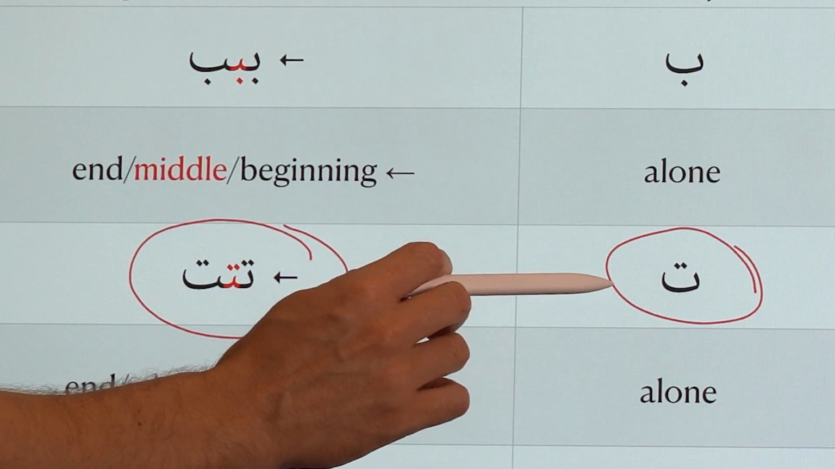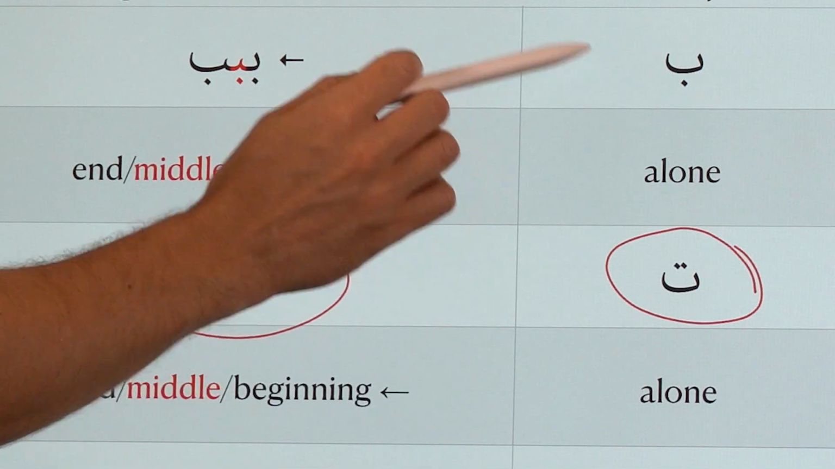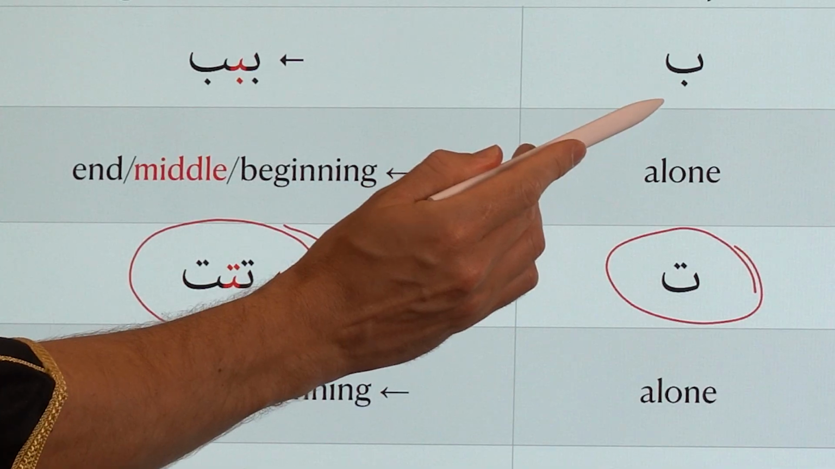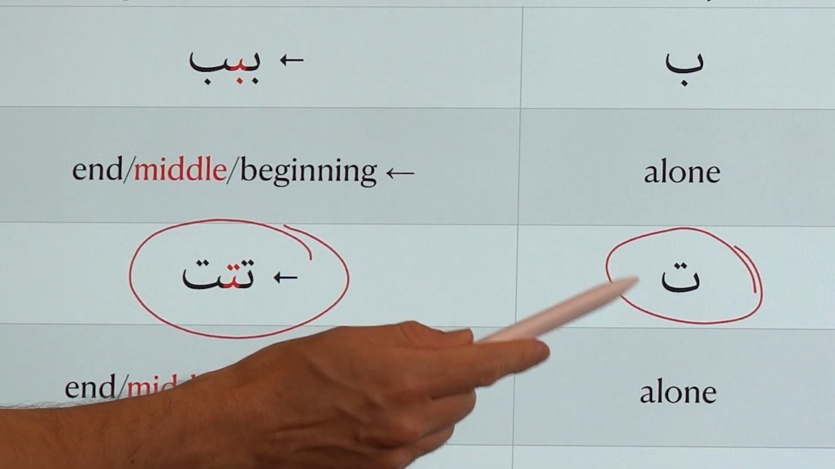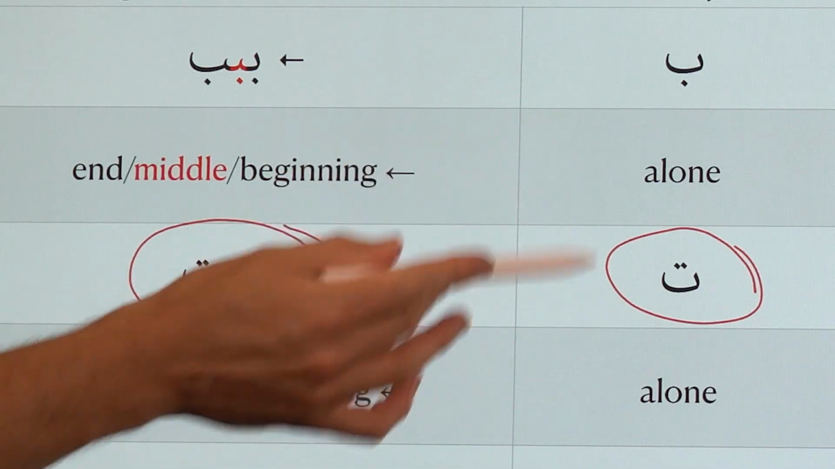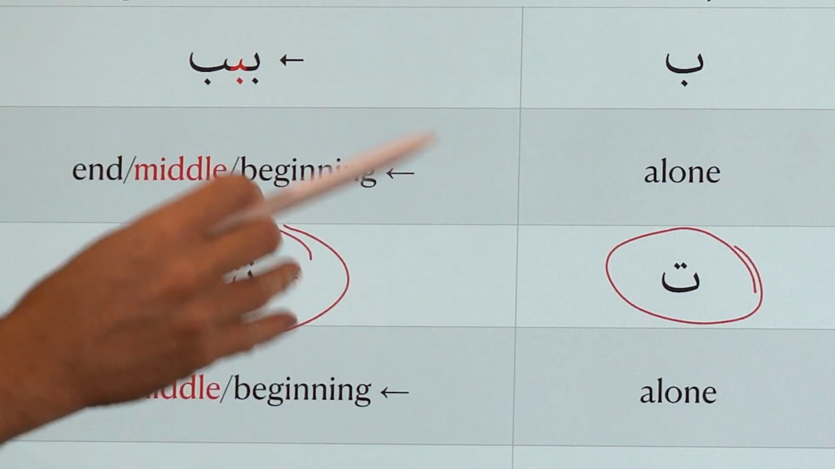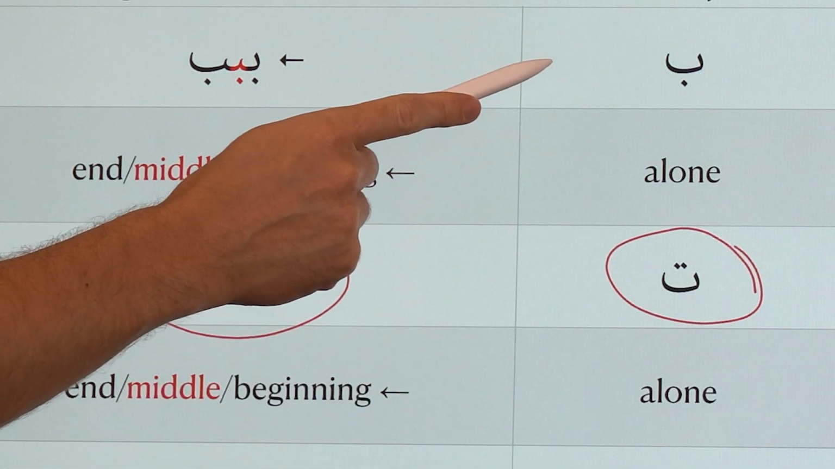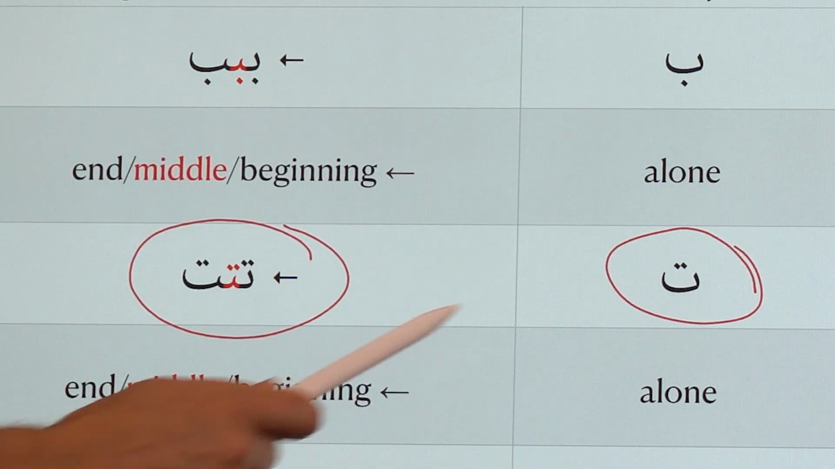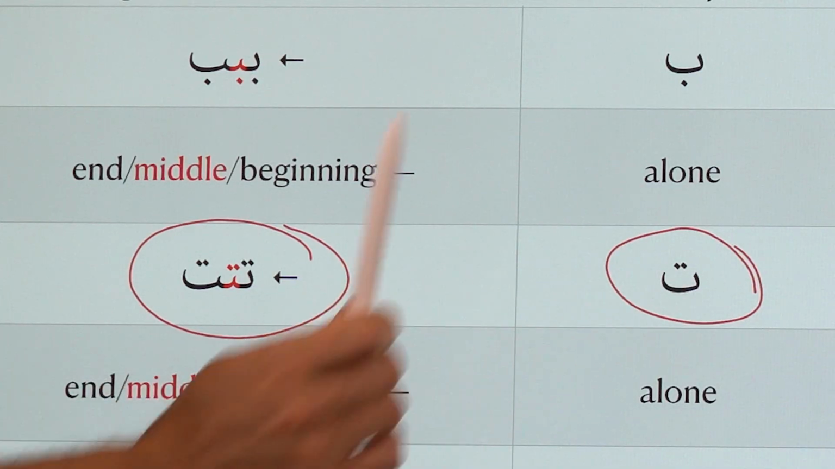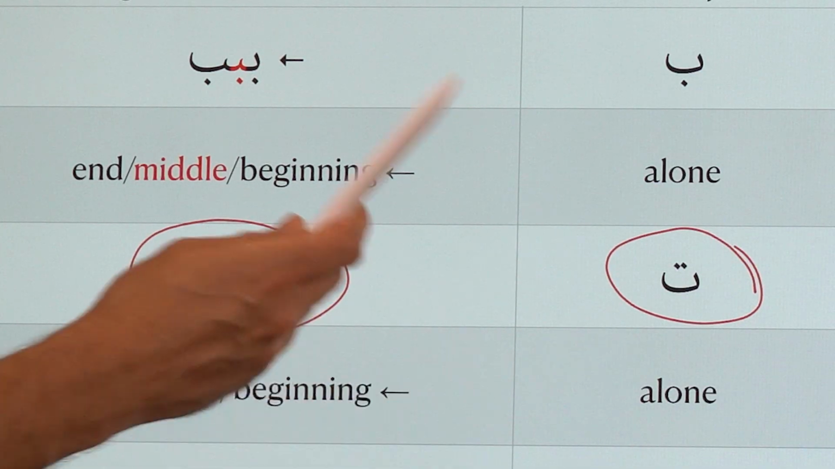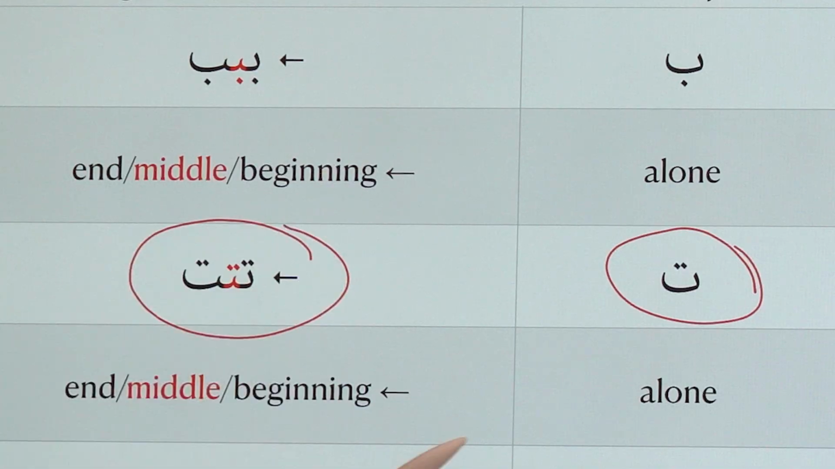Now the letter ta looks just like the letter ba, except the letter ba has 1 dot beneath it, whereas the letter ta has 2 dots above it. But everything else looks the same. What distinguishes the ta from the ba is the placement of these dots. So 2 dots written above that U-like shape signifies the letter ta, which sounds similar to the English T.